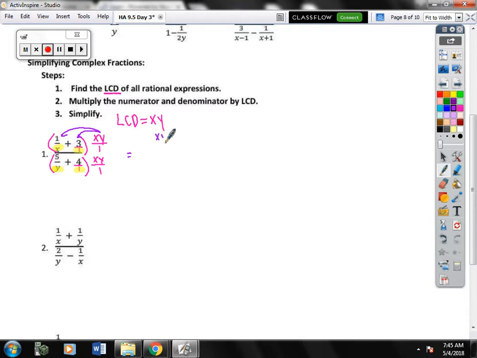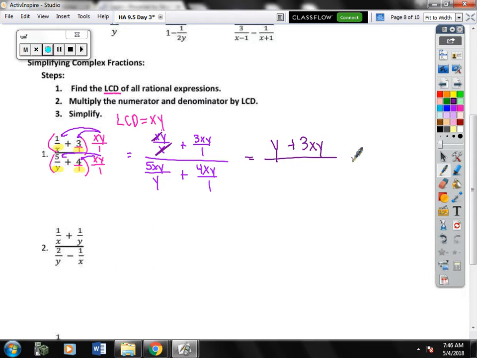So we would get xy over x plus 3xy over 1. And then in our denominator, distribute also. So we'll get 5xy over y plus 4xy over 1. And then we can cancel out our common factors. So our x's would cancel out to leave me with just y plus 3xy. In the denominator, these y's would divide out to leave me with 5x plus 4xy.